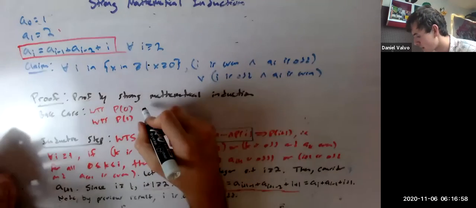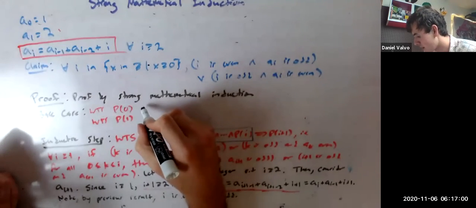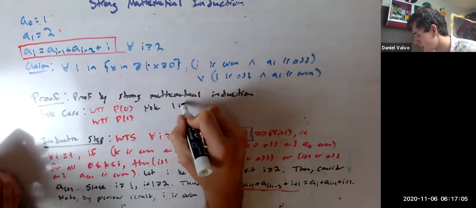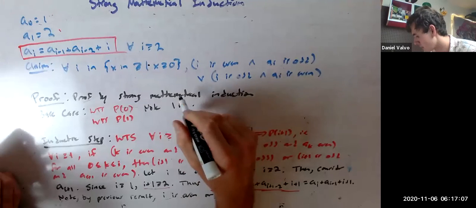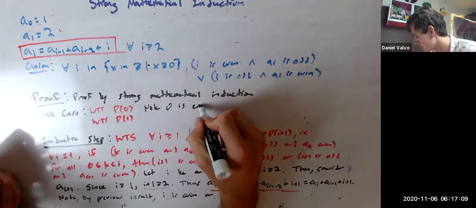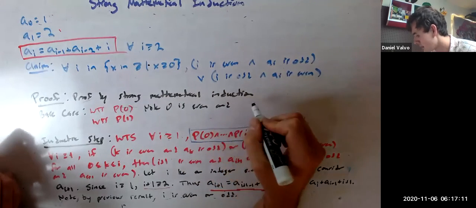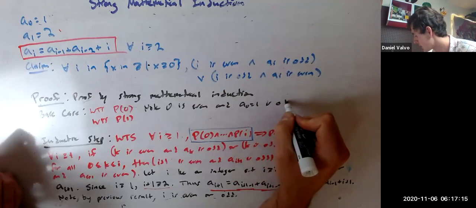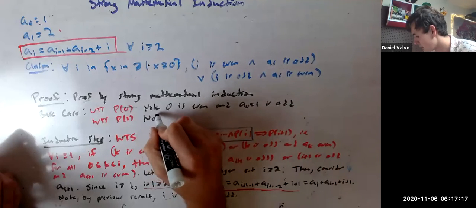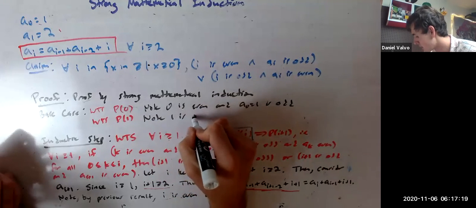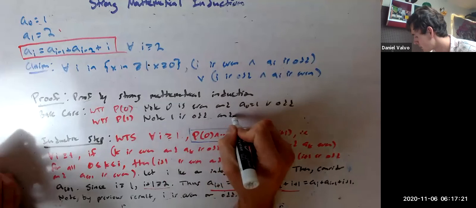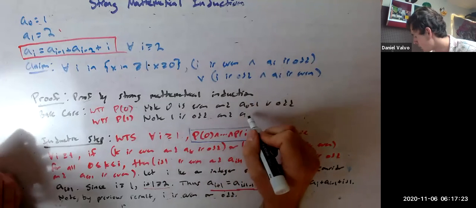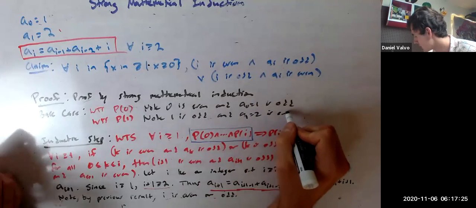So we want to show P of 0, and P of 0, we can do that just by saying note 0 is even, and A0 equals 1 is odd. And here we can note 1 is odd, and A1 equals 2 is even.